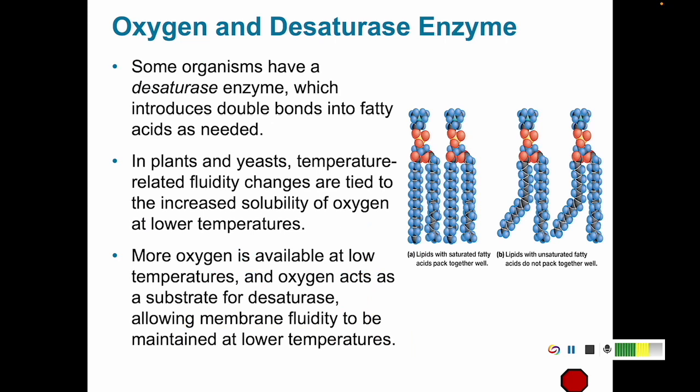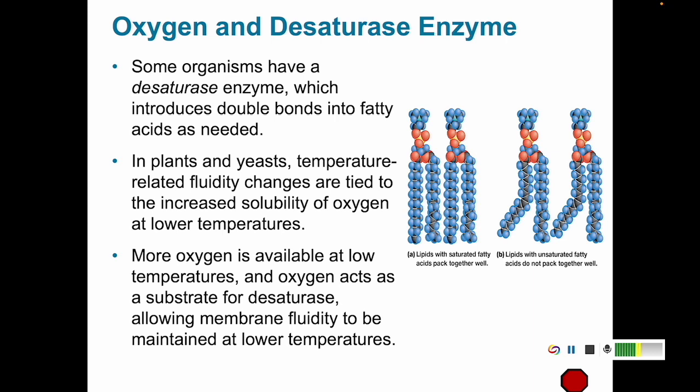Some organisms actually have something called desaturase. Desaturase is an enzyme that introduces double bonds. So if the cell has more unsaturated fatty acids and it starts to get a little bit colder, the desaturase can start adding these double bonds. It desaturates the phospholipid tails.